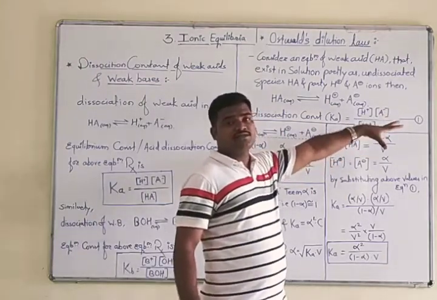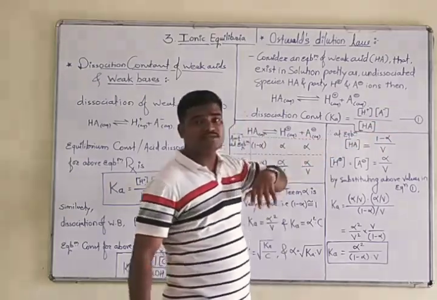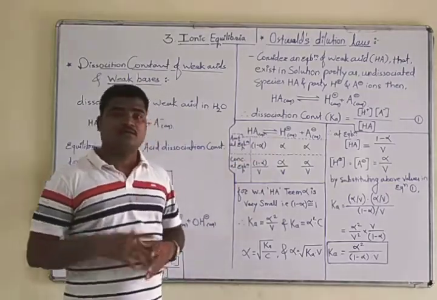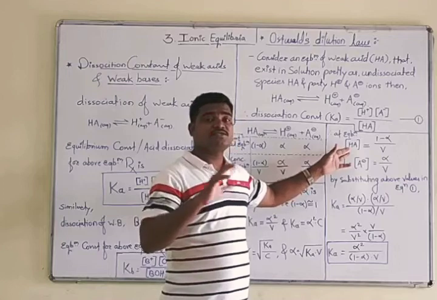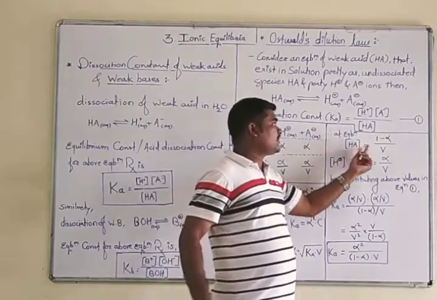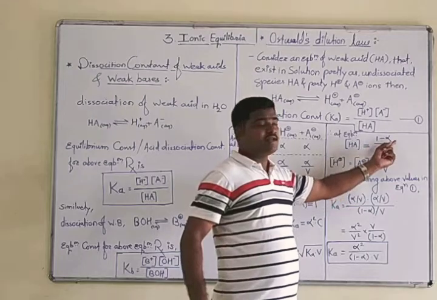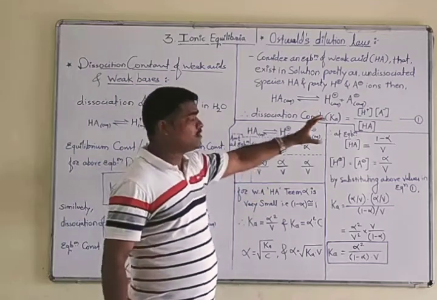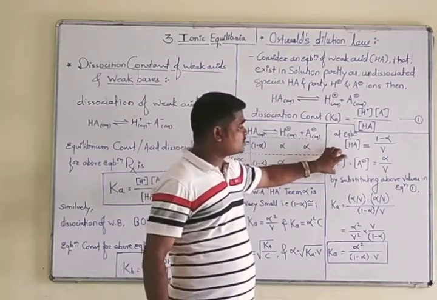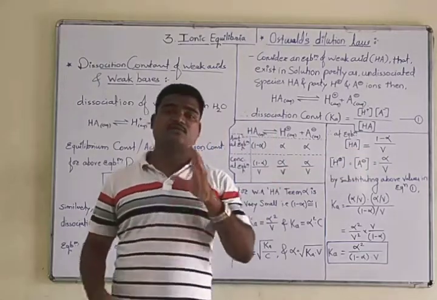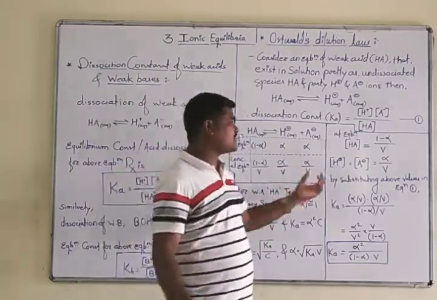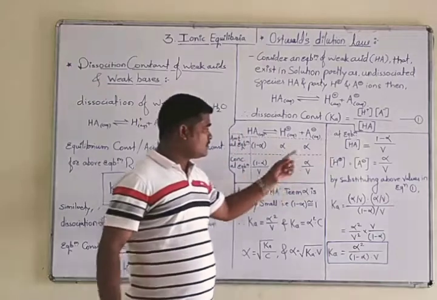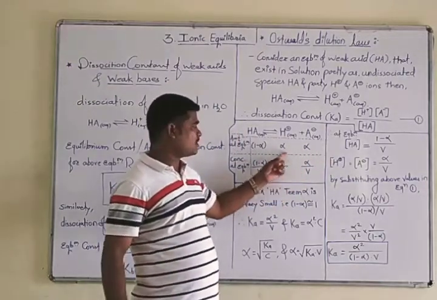I have called that equation number 1, and in that case the concentration of all these terms you have to determine with the help of this table. For that purpose I have written their specific values. Concentration of HA is equal to 1 minus alpha divided by V, that you already determined here. That value you have to take there. And concentration of H plus and concentration of A minus, both these values have the same value, that is alpha upon V. This value which comes from this table you have to keep in mind.